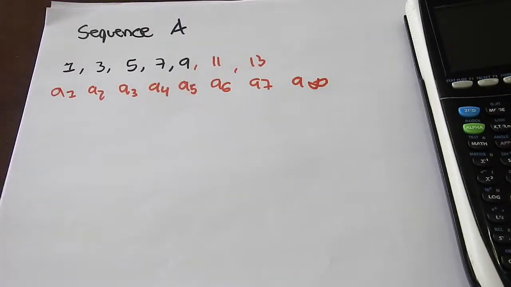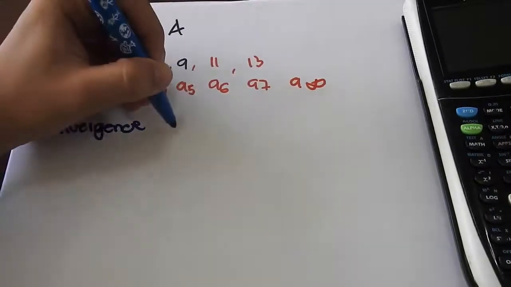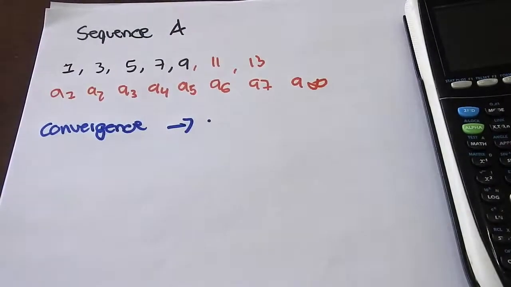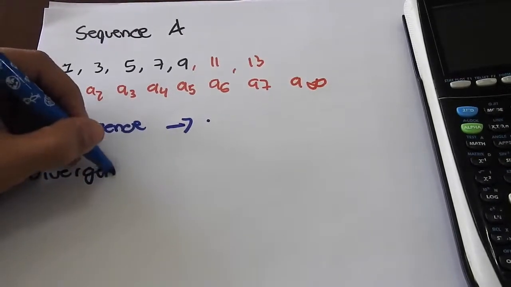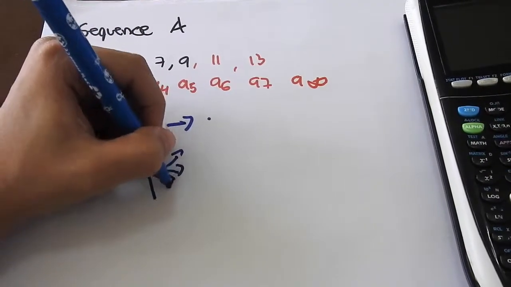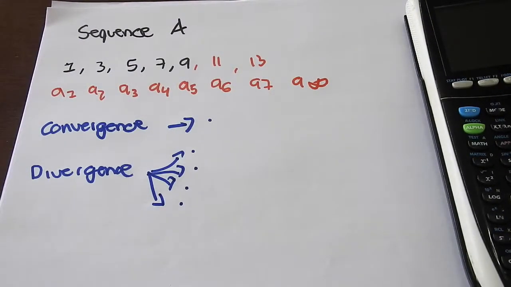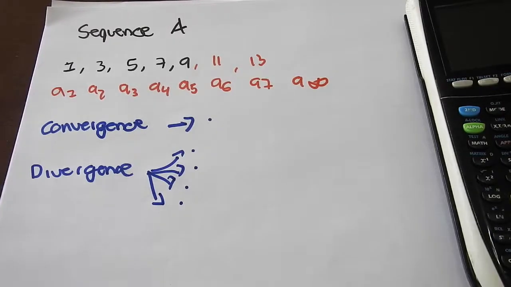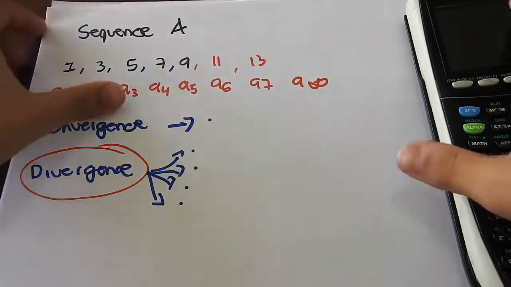I can also draw this convergence and divergence by saying that convergence is when the numbers tend to a specific point, to a specific value, and divergence is when the sequence is heading to different values, different points. So in this sequence A, for instance, we are heading to infinity. Infinity is not a specific value, so we can say that this sequence A diverges. Therefore, the limit does not exist.